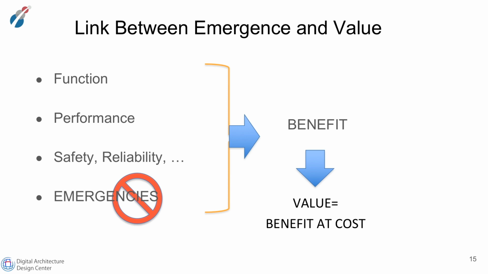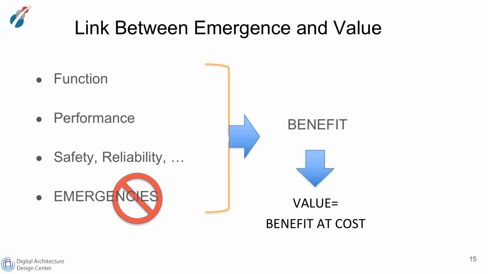And so the key ideas or concepts in systems thinking are that we have function that emerges from the interaction of the entities of the system. We have performance, we have safety and reliability, which are life cycle properties that we will discuss tomorrow in more detail. And we have emergencies. But of course, among these, the emergencies we would like to suppress. Function, performance, safety, and reliability are fine because those create a benefit.